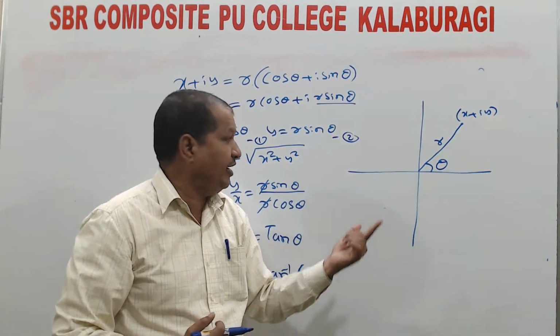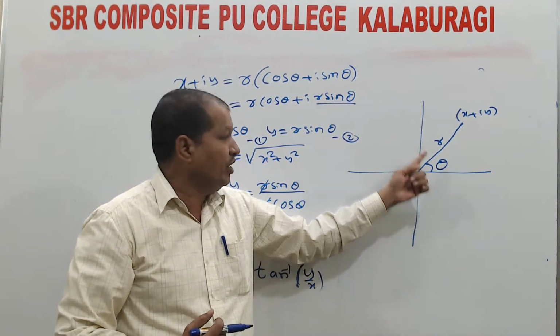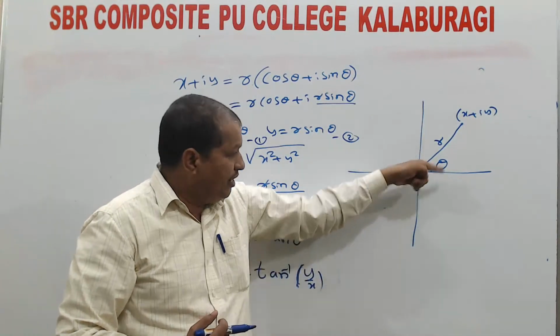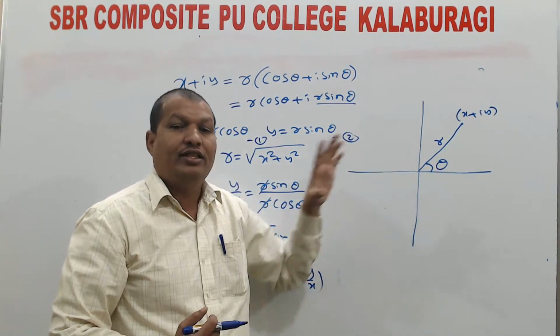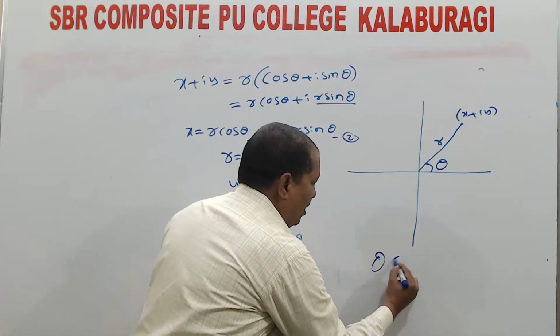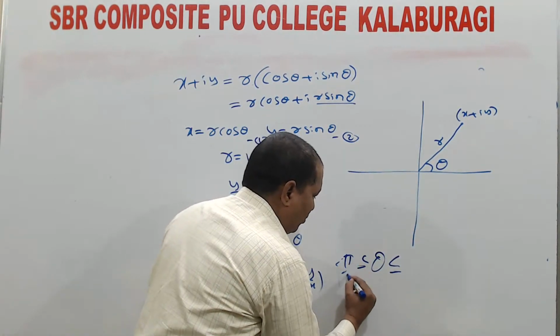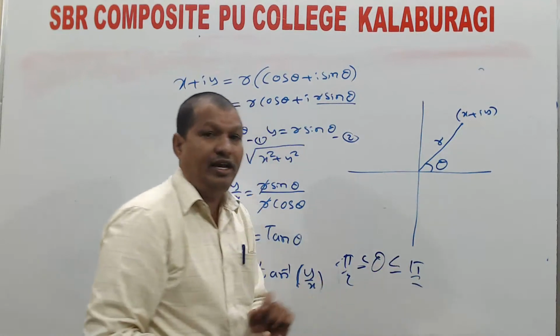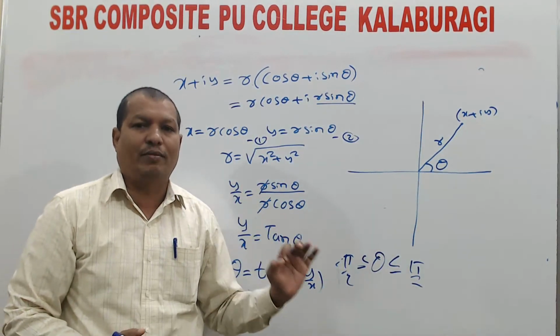So in which quadrant is it negative? Either it will be the second quadrant or here. It means it is pi by 2 plus theta, or it is minus pi by 2. That is why theta should lie between minus pi by 2 and plus pi by 2. That gives the argument of the complex number.